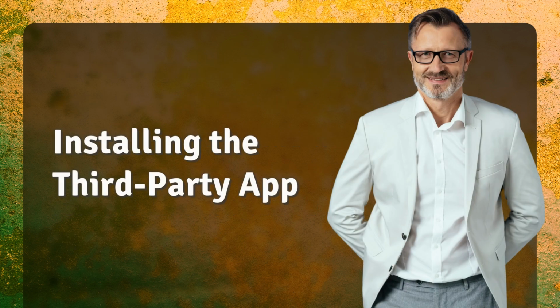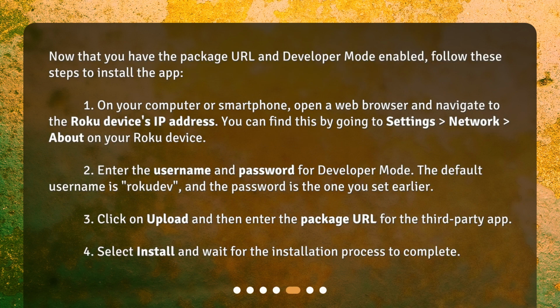Installing the third-party app. Now that you have the package URL and developer mode enabled, follow these steps to install the app. 1. On your computer or smartphone, open a web browser and navigate to the Roku device's IP address. You can find this by going to Settings, Network, About on your Roku device.